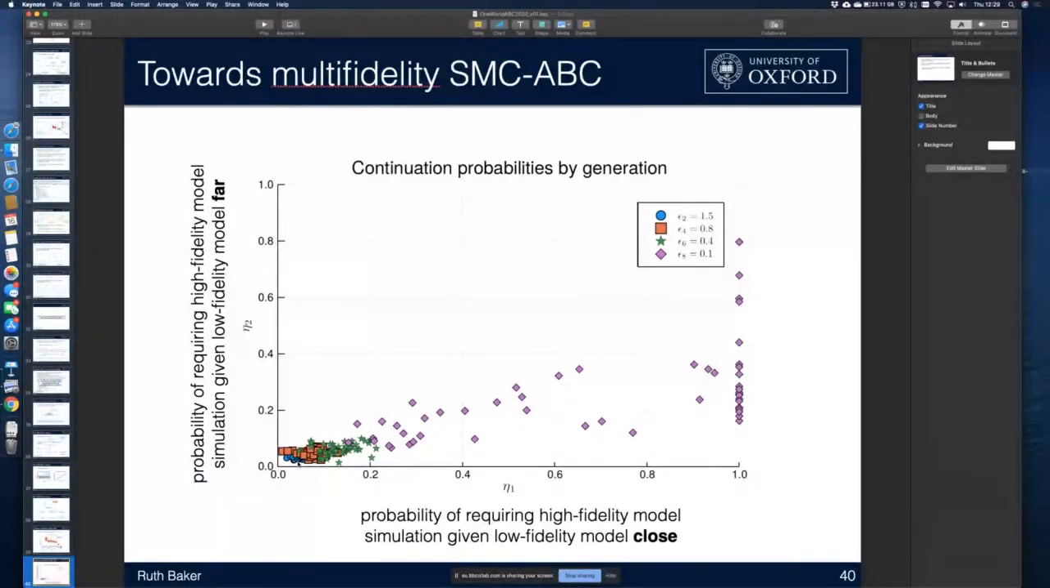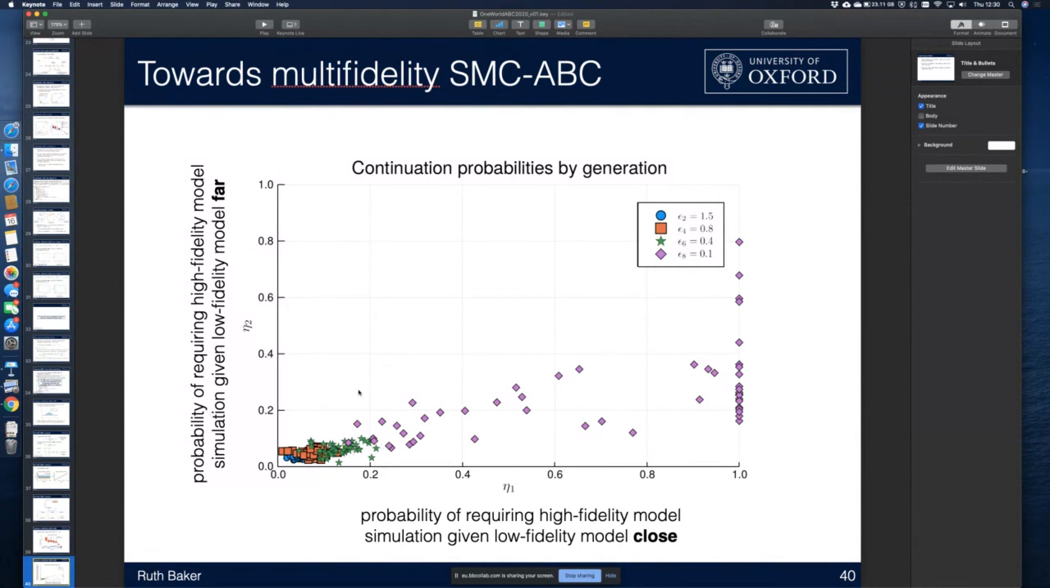your probability of using the high fidelity model no matter what is very small. So given the low fidelity model is close, or if it's far, it is very, very small. You're checking a very small fraction of the time. And as you go up into the middle generations, so epsilon 4 and epsilon 6, you can certainly see that you begin to check slightly more often if the low fidelity model is close, but if the low fidelity model is far, you're still not checking.